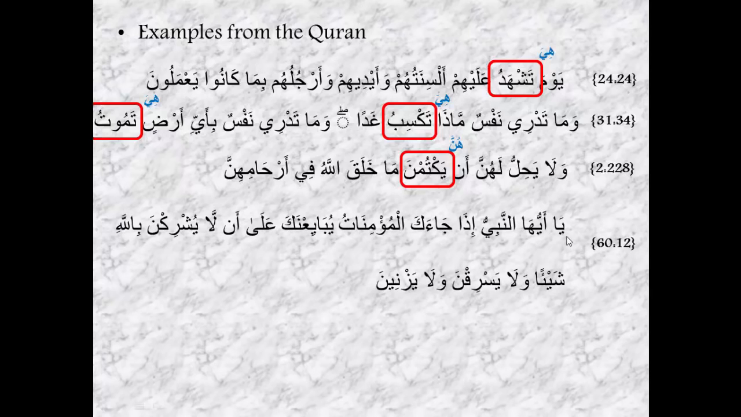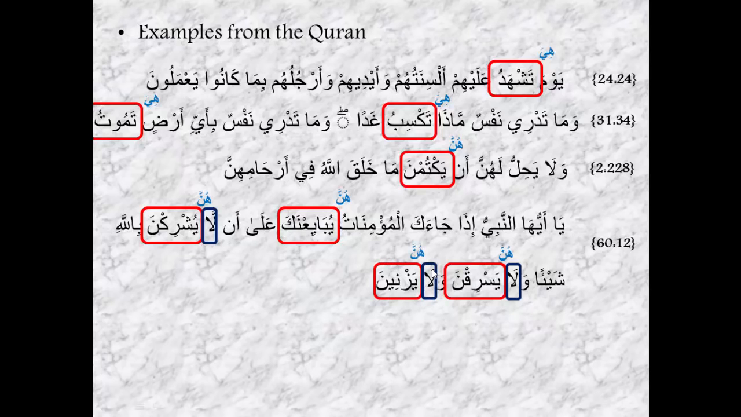From Surah Al-Mumtahina, يا أيها النبي إذا جاءك المؤمنات يبايعنك على ألا يشركن بالله شيئا ولا يسرقن ولا يزنين. So here we have يبايعنك. The kaf is an attached pronoun, so the verb is يبايعن. We have لا يشركن. We have ولا يسرقن. And then ولا يزنين as well.